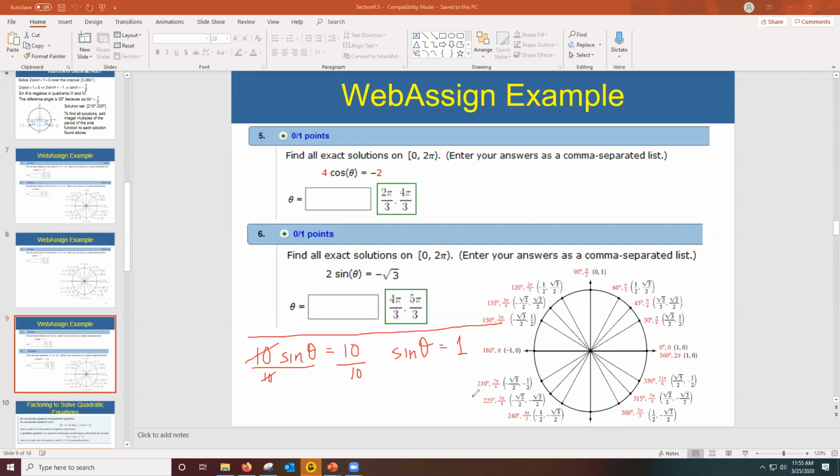All right, what's the answer to this equation? What angle has its sine equal to 1? There's 90 degrees. Good, 90 degrees, or pi over 2. Is there any other answer? Is there a second answer for this one?